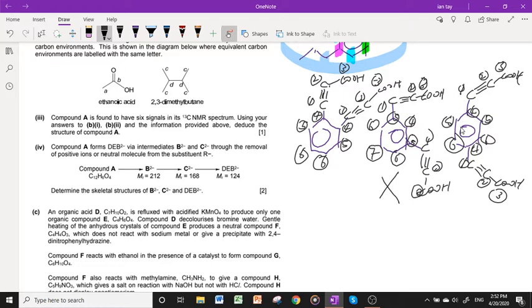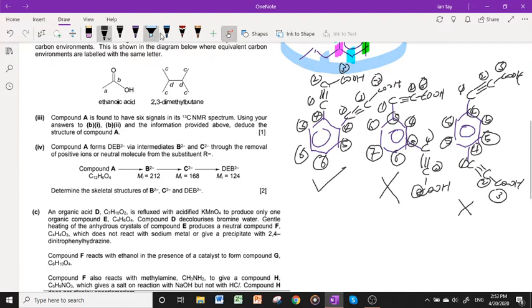So is there any way for us to see which structure is correct? Let me take another look at this. Oh, I made a mistake. Can you spot where's my mistake? 5 and 6 actually have the same chemical environment, right? So there's only 5 different chemical environments in this one. So this is wrong. So there's only one correct structure, which is this.